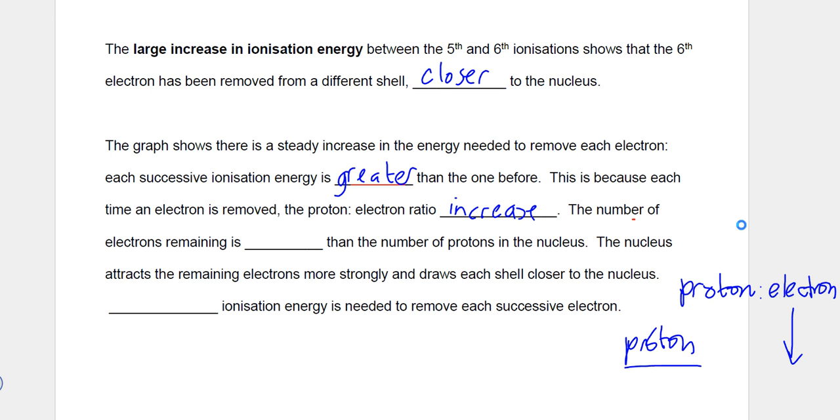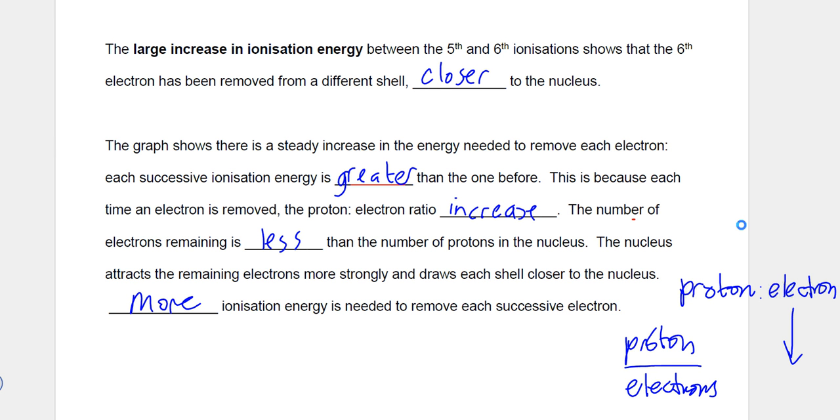Think about it as an equation, protons divided by number of electrons. Well, if the number of electrons gets smaller, any number divided by an increasingly small number, the answer to that will be bigger. So the proton-electron ratio increases every time you remove an electron. The number of electrons remaining is less than the number of protons in the nucleus. The nucleus attracts the remaining electrons more strongly and draws each shell closer to the nucleus. So more ionization energy is needed to remove each successive electron.